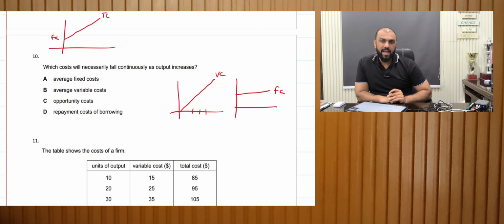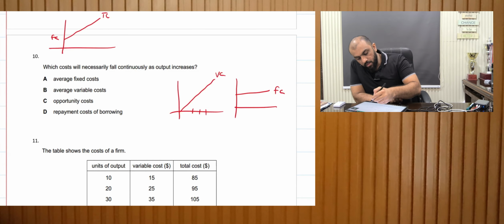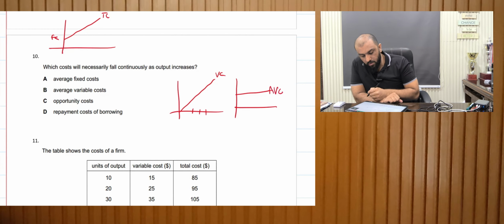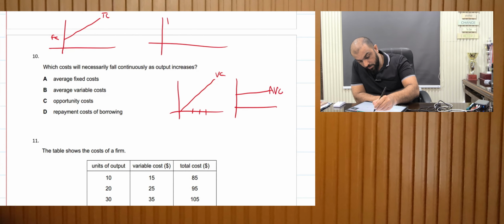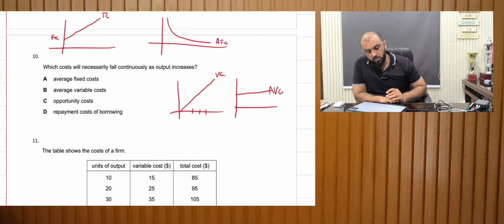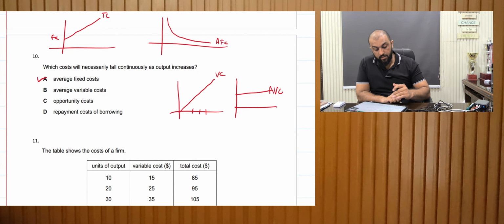Let's look at average costs. So this is basically my variable cost, average variable cost. It also remains the same. And average fixed cost, this is where students get confused. It has a shape like this. Average fixed cost would decrease as output increases, and A is my right answer.